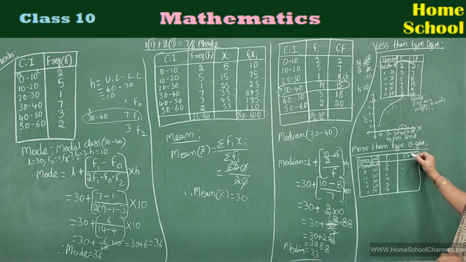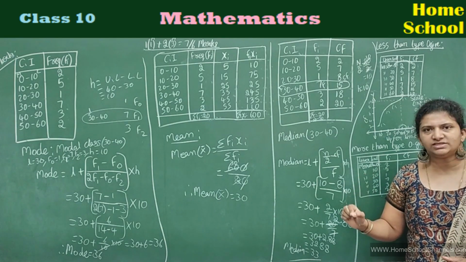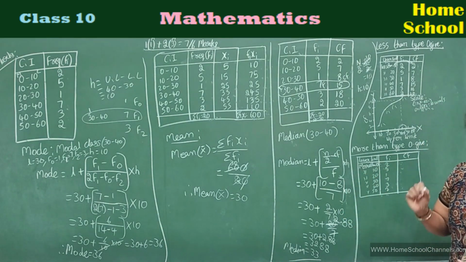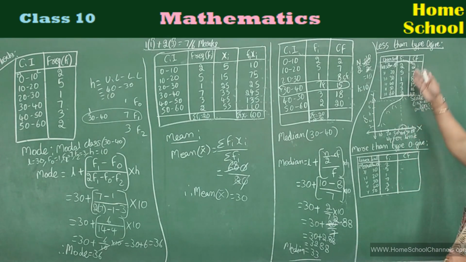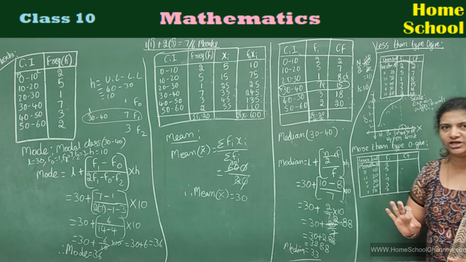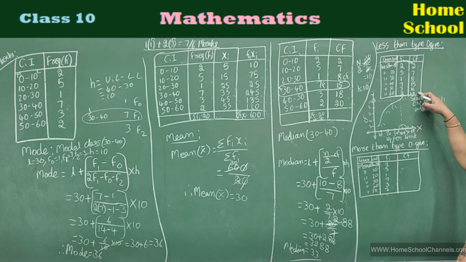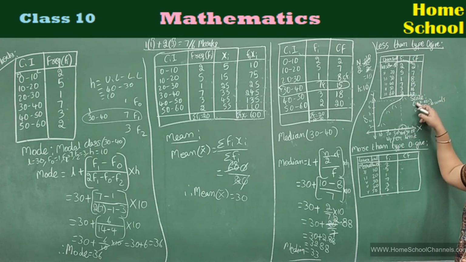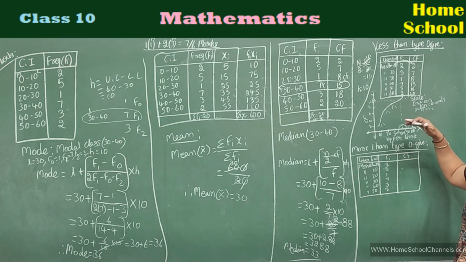Okay, cumulative frequency. Now, most of the people will be confused in this column. How to take cumulative frequency? They do the same manner, but no, we should not do that in more than type ogive. There are two ways. First way, from top to bottom we have done cumulative in less than type ogive. In more than type ogive, from bottom to top we go on doing addition.